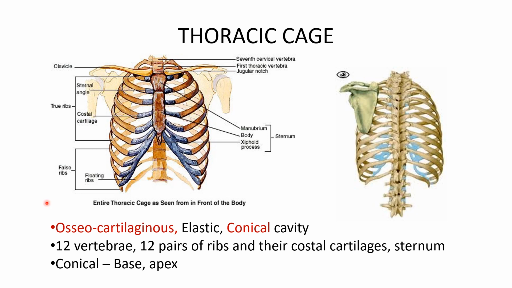So what is this thoracic cage? You are seeing the bones. What are the bones you are seeing? Sternum, which has got the manubrium, the body, and xiphoid process. These are the parts of the sternum. And then you will see the ribs, which are divided into 2 categories, which we will consider after some time.